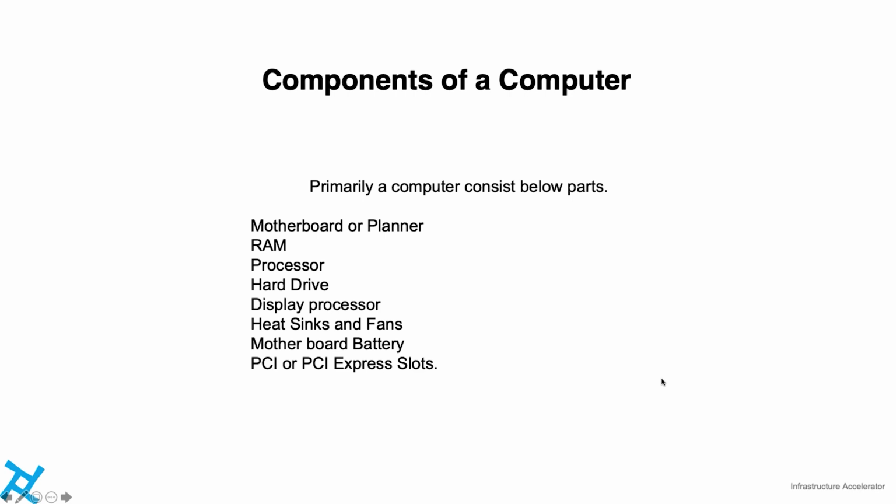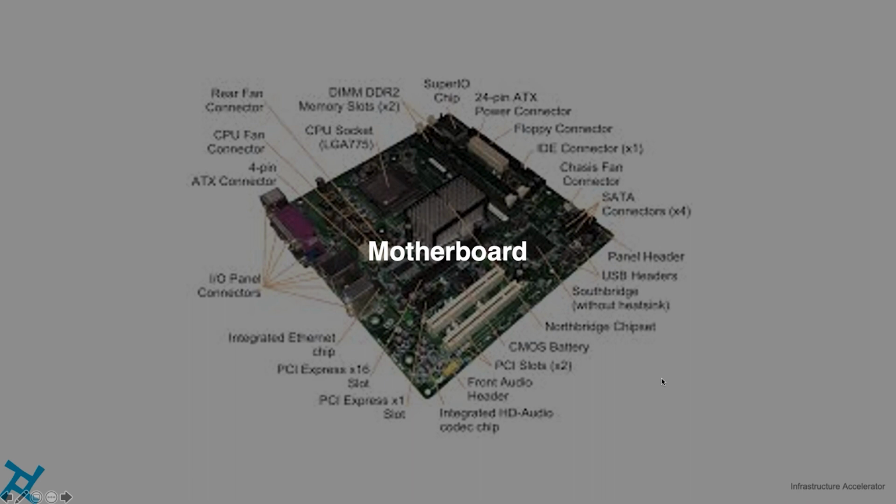You have a motherboard battery. That battery is required to keep the motherboard alive or to keep its dates and time correct when the computer is completely turned off or it doesn't have a power supply in it. And then you have a lot of PCI and PCI Express slots. So don't worry, I'm not running through all these things. I'm going to explain each one of them in a lot more detail in the coming sections. So we'll begin with the motherboard. And this is how a typical motherboard looks like.